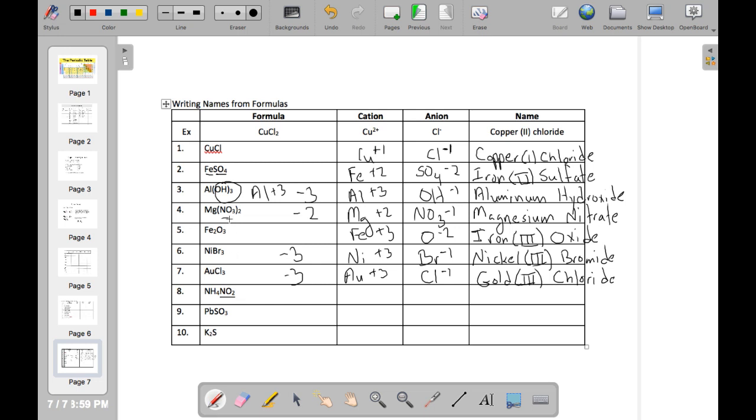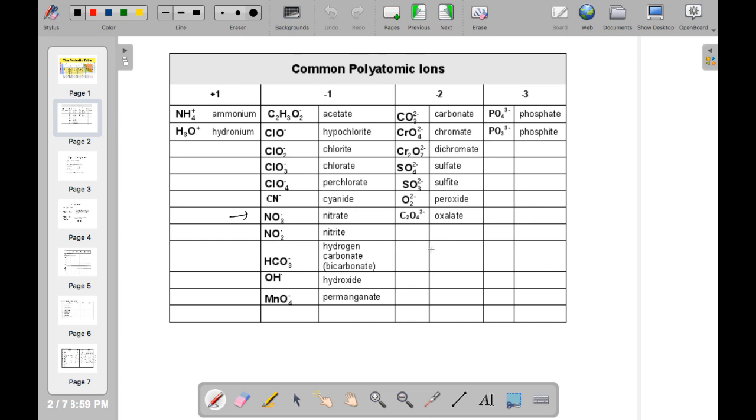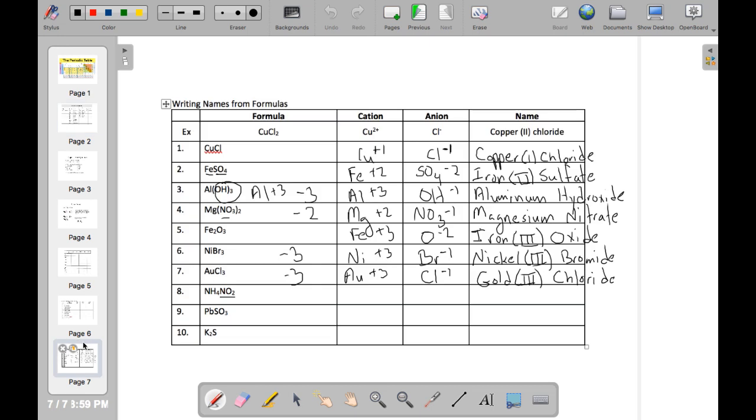NO2. Well, up here, remember that's nitrate. We have one less oxygen. And if you forget, go to your handy dandy chart. Of course, on a test or a quiz, you're going to have to memorize this, unless they're super nice and give you some of these. Nitrite, NO2 -1. NO2, it's a -1 charge. NO2 -1 nitrite.